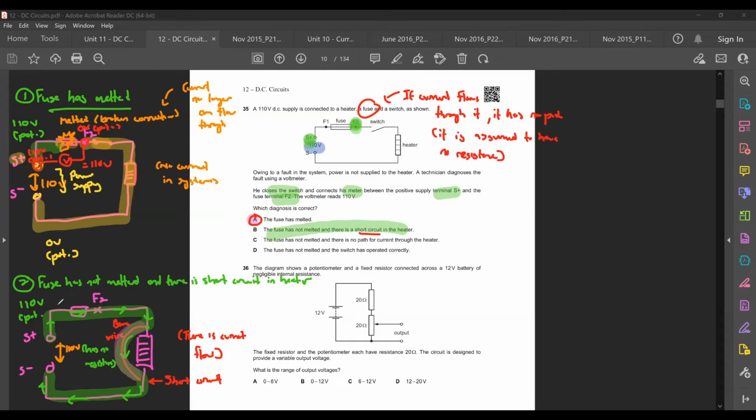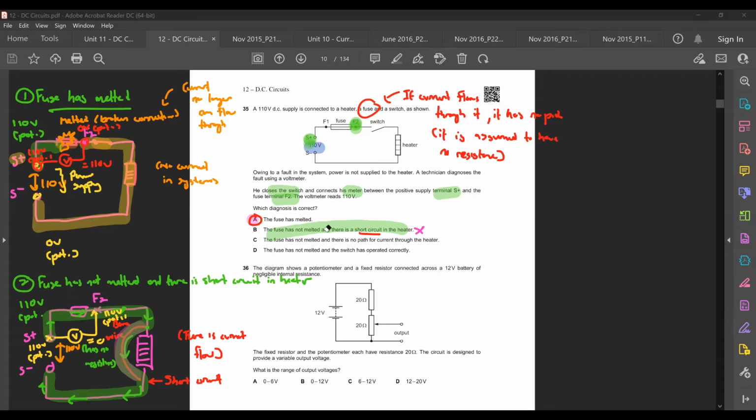So right now, if I were to connect a voltmeter between S1, say S plus, and F2, this one here is 110 volts potential. This part here is also 110 volts potential. You're going to end up with 0. So B is out. Okay, so this one is this. Okay, then we go on to C.